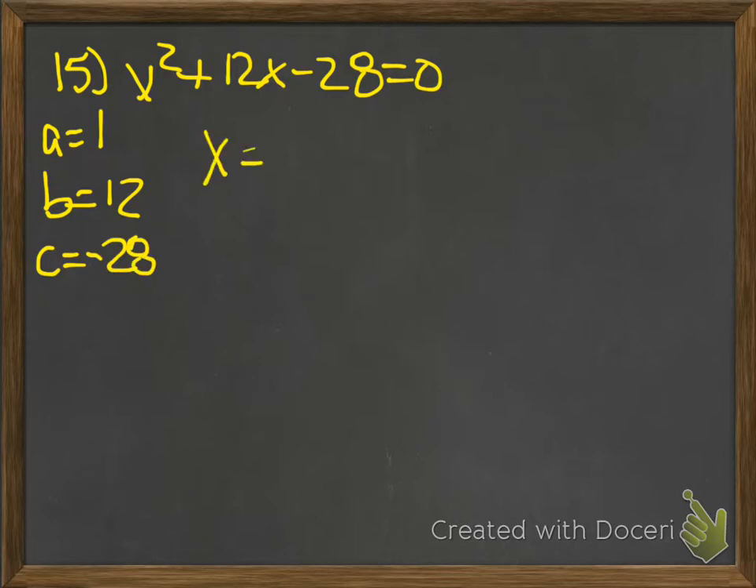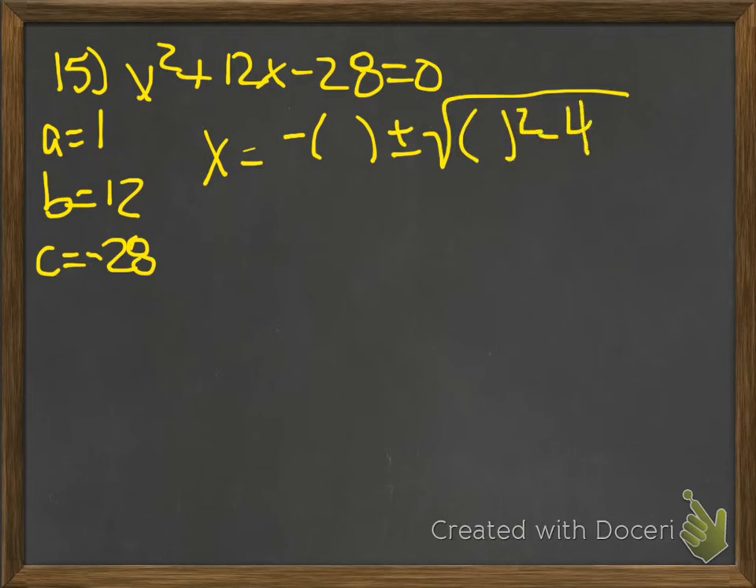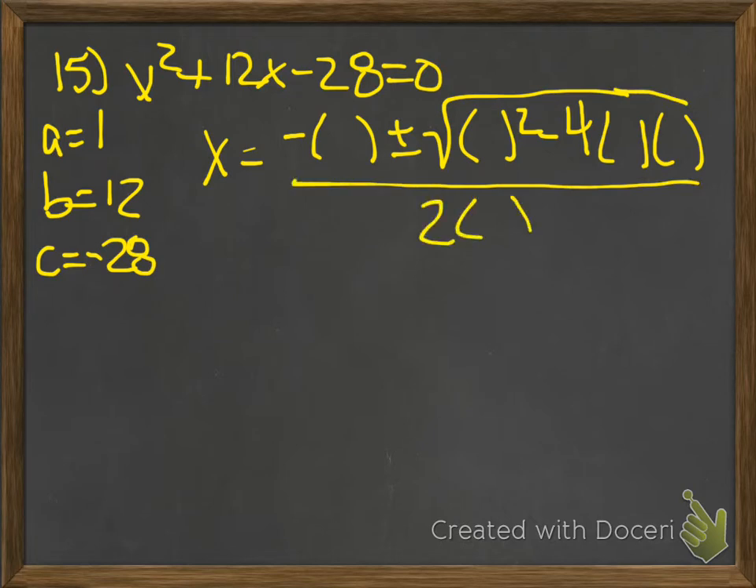X is equal to parentheses, the opposite of B, plus and minus the square root of parentheses squared, minus 4, all that over 2. So according to this, B, B, A, C, A. Okay, 12 squared is 144. 4 times 1 is 4. 4 times 28 is 32, carry the 3, 112. And it actually ends up adding.